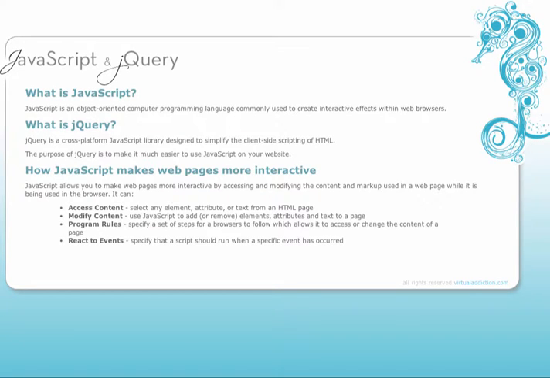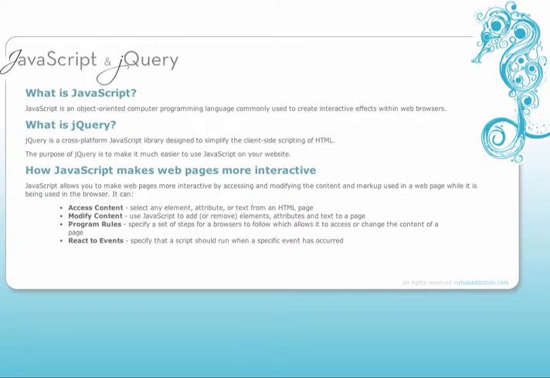So to begin with, let's talk about what JavaScript actually is and what jQuery actually is. JavaScript is an object-oriented programming language commonly used to create interactive effects within a browser. JavaScript is the most popular programming language in the world. It is a language for HTML, for the web, for computers, servers, laptops, tablets, smartphones, and more.